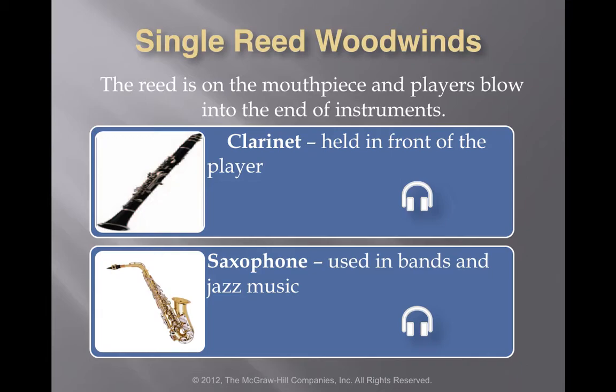And the saxophone, which is often mistaken for a brass instrument because of the material it's made out of, but again, it is a woodwind due to the reed and the mouthpiece. Sorry if that was a little loud.